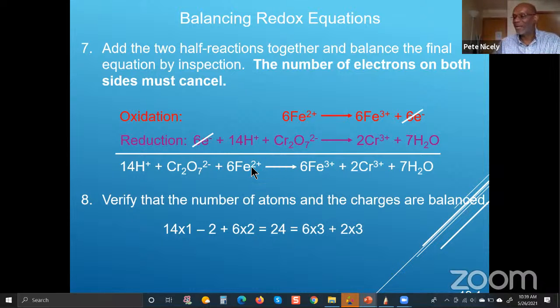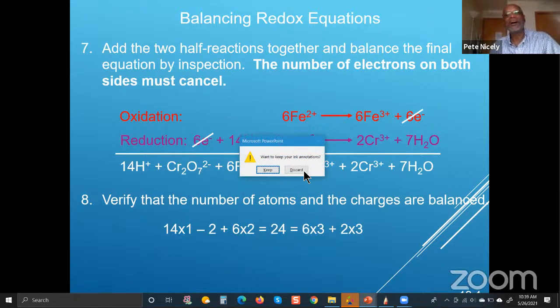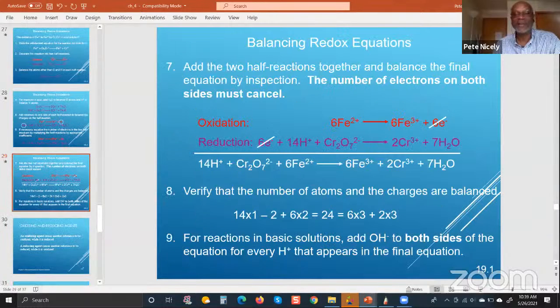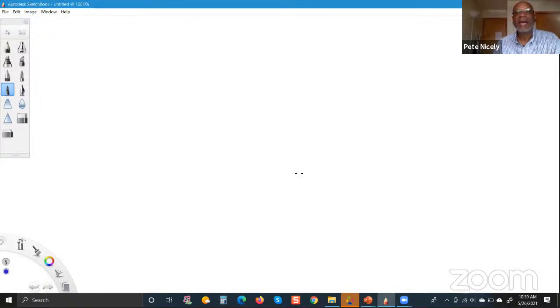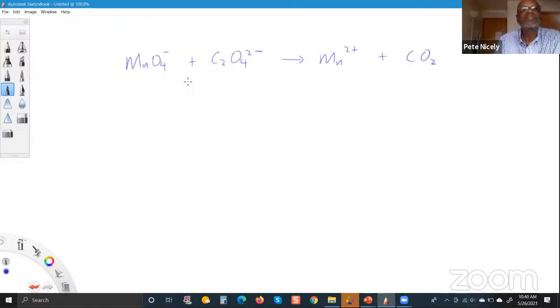Okay, we're going to do a couple more examples because I think it's important that you understand what to do at each stage. So what I'm going to do is switch to my writing pad here, and I'm going to clear this. And I'm going to start off with this first example of MnO4 minus plus C2O4 2 minus to give Mn2 plus and CO2. Okay, so let's say you're given this to balance, all right?